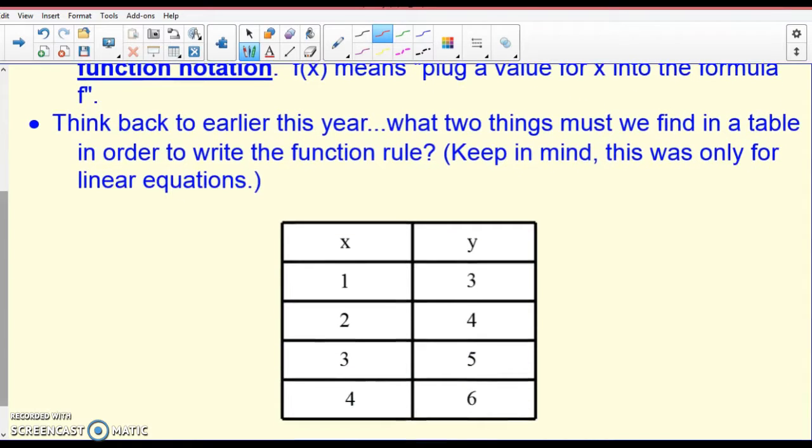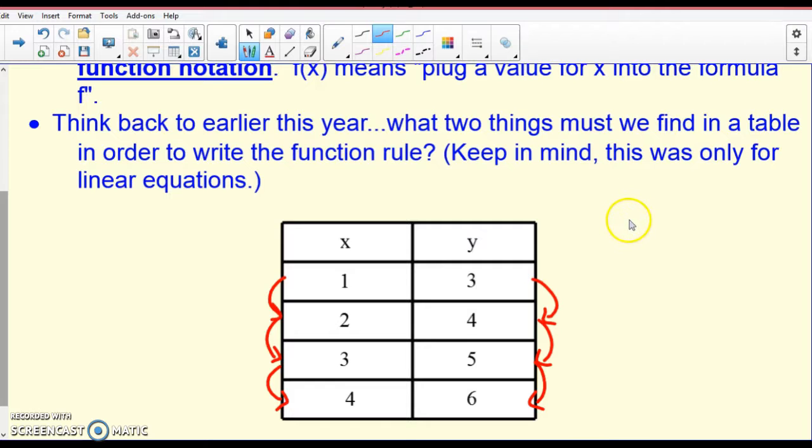Think back to earlier this year. I'm not 100% sure that this is accurate, but I want to say I remember doing this with you guys. Two things that we must find in a table to write a function. Do you remember? Don't I have to find the change in X over the change in Y? I'm sorry, the change in Y over the change in X.